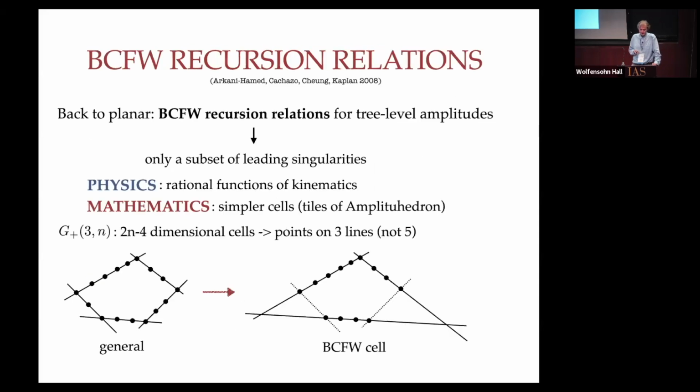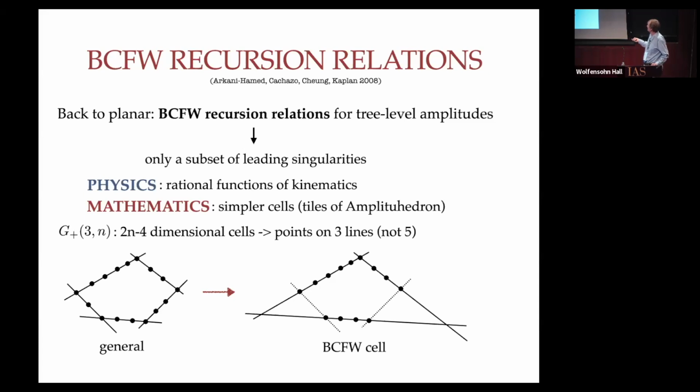Okay, so with that in mind, let's go back to the BCFW recursion relation for tree-level amplitudes. I said that only a subset of these leading singularities, these reduced on-shell diagrams of a correct dimensionality 2n - 4, actually appears. It's a special subset. For G plus 3n, we can actually see directly what is special about them. If you look at a 2n - 4 dimensional cell in G plus 3n, this corresponds to a configuration of points on 5 lines. This is just what is the geometry of these cells.